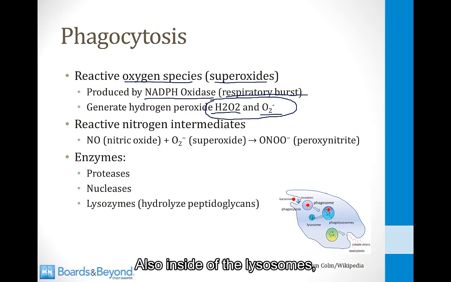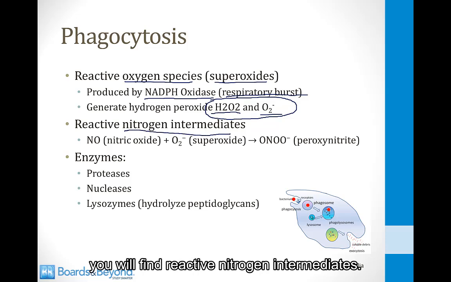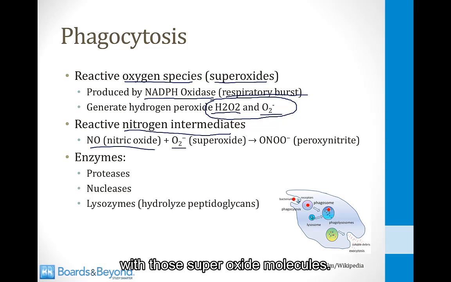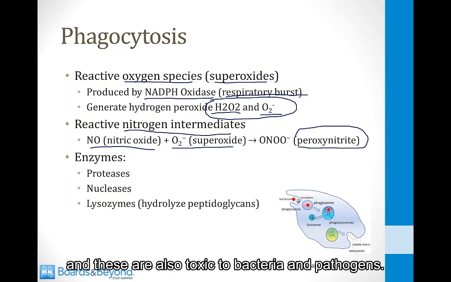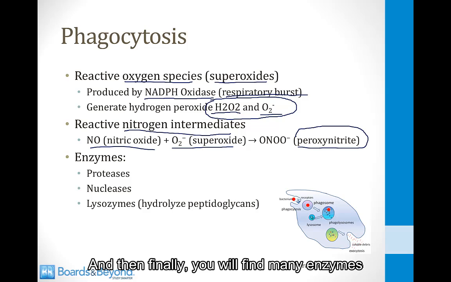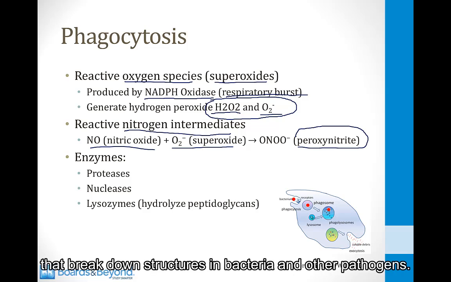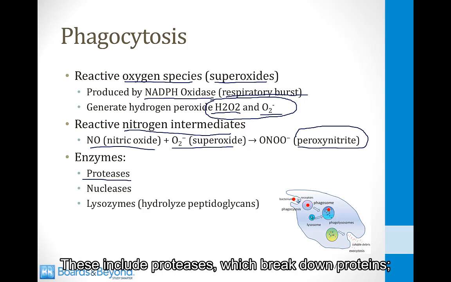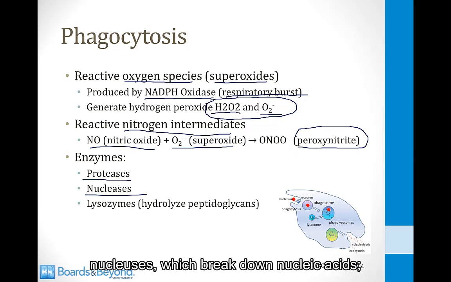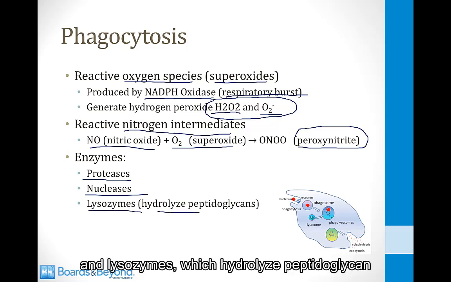Also inside of the lysosomes, you will find reactive nitrogen intermediates. This happens when nitric oxide is reacted with those superoxide molecules. It creates compounds like peroxynitrate, and these are also toxic to bacteria and pathogens. And then finally, you will find many enzymes that break down structures in bacteria and other pathogens. These include proteases, which break down proteins, nucleases, which break down nucleic acids, and lysozymes, which hydrolyze peptidoglycan in the cell wall of bacteria.